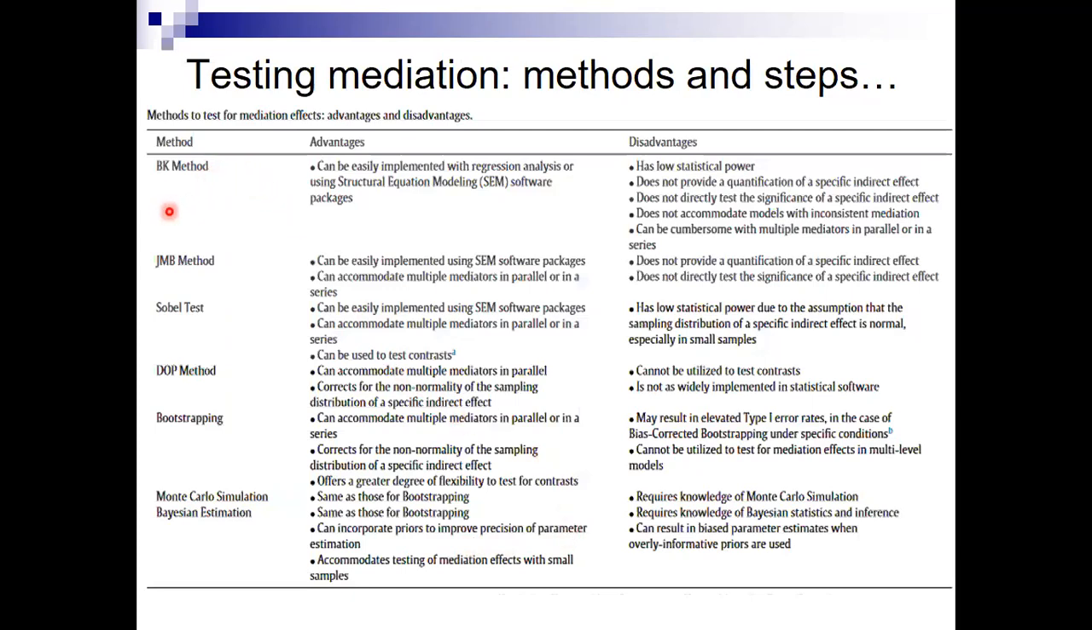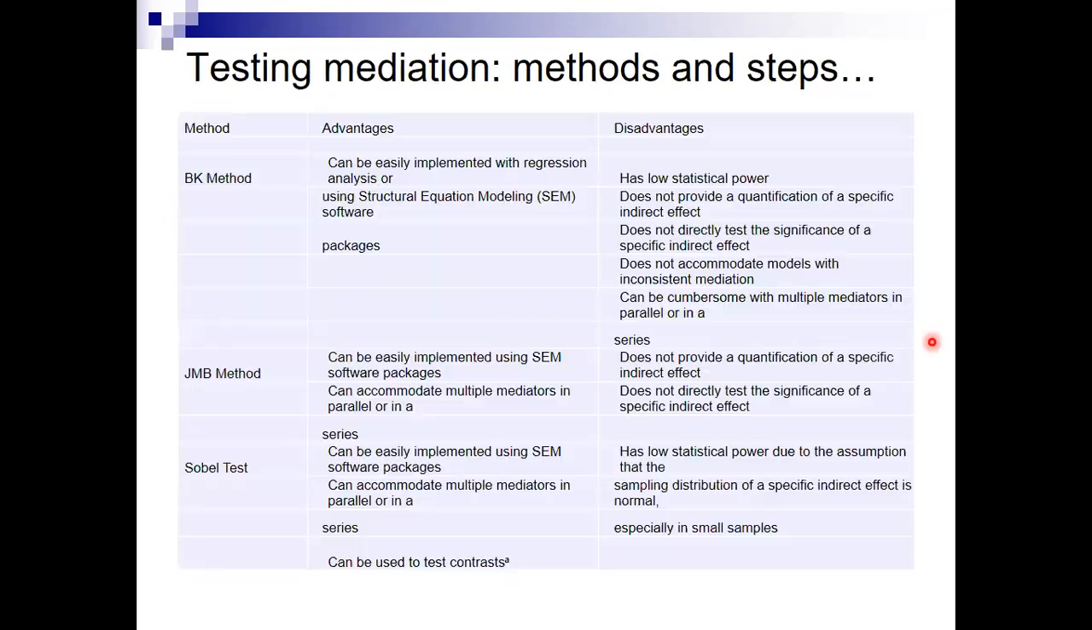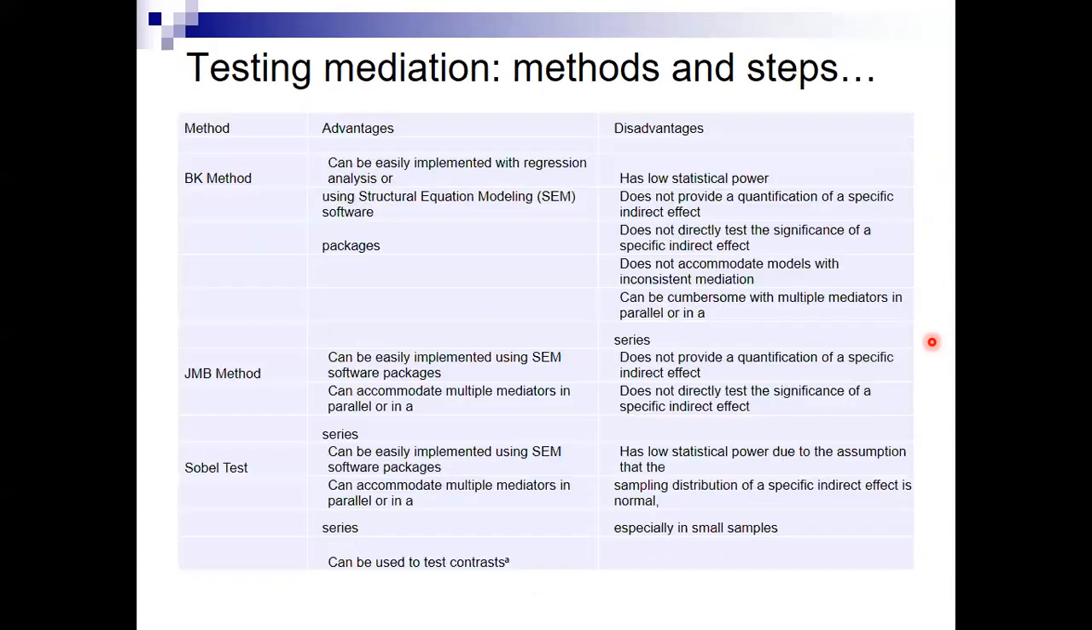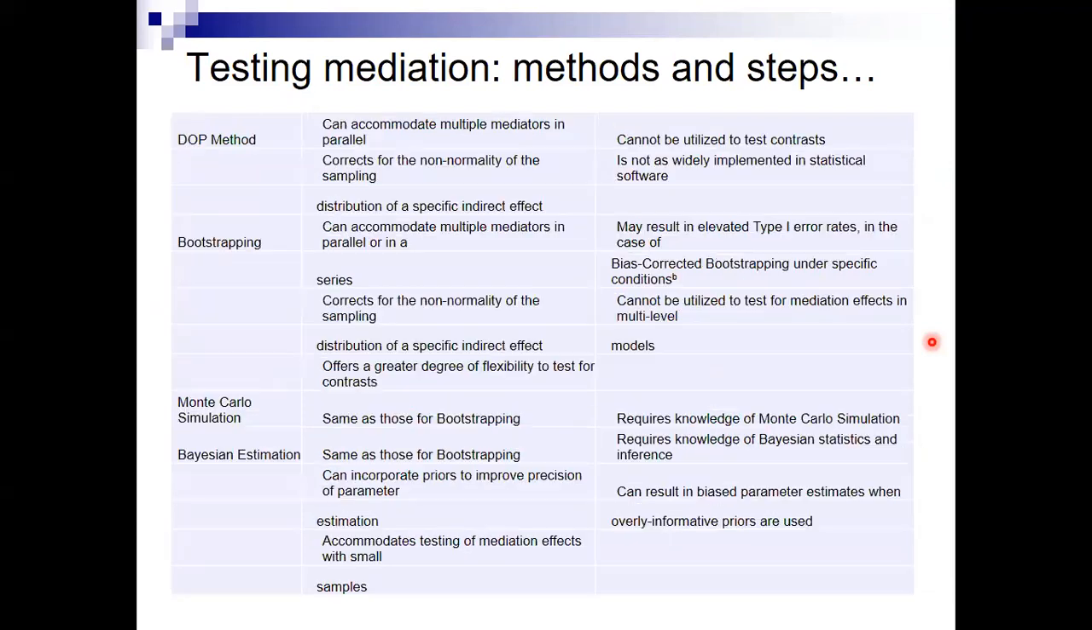Now, these are methods. You have the BK method, the JMB method, the Sobel test. Of course, they're named after their developers, but they have advantages and disadvantages. So I have them here step by step, but I will not discuss them, and I'll just give them to you to read, okay? But these are the methods that you can easily implement in software. So these are the methods, okay?